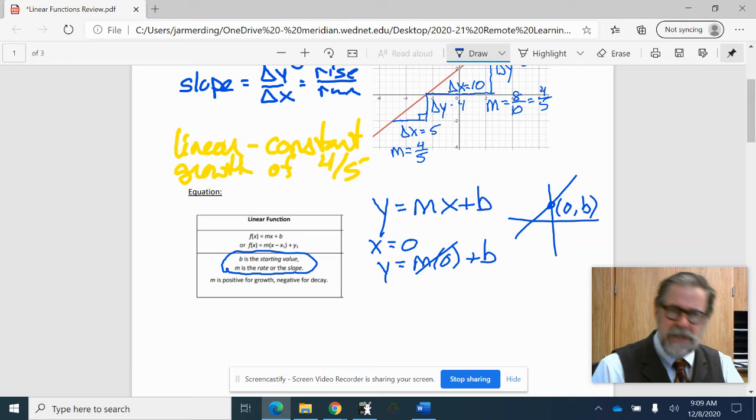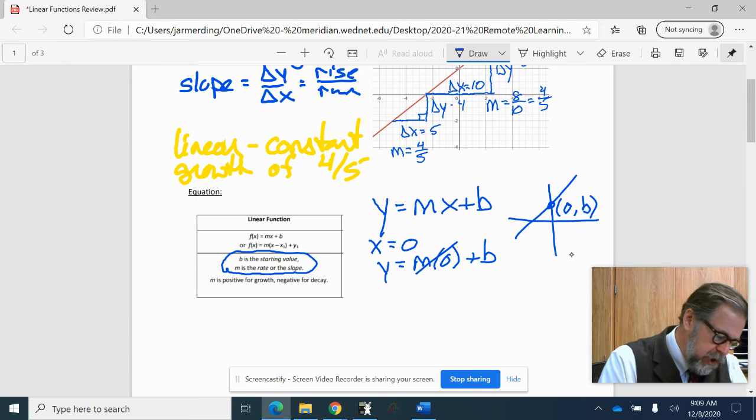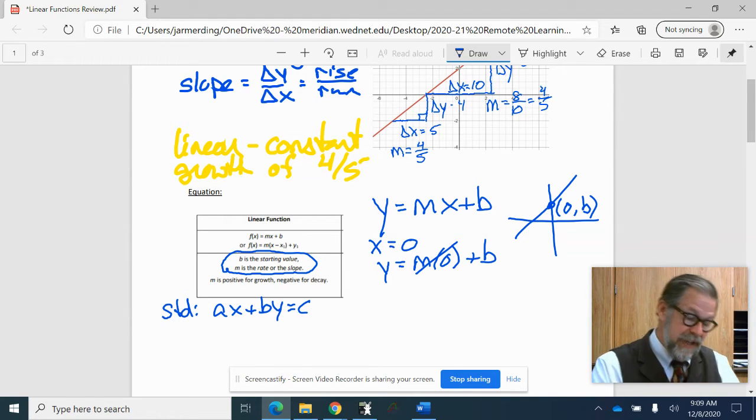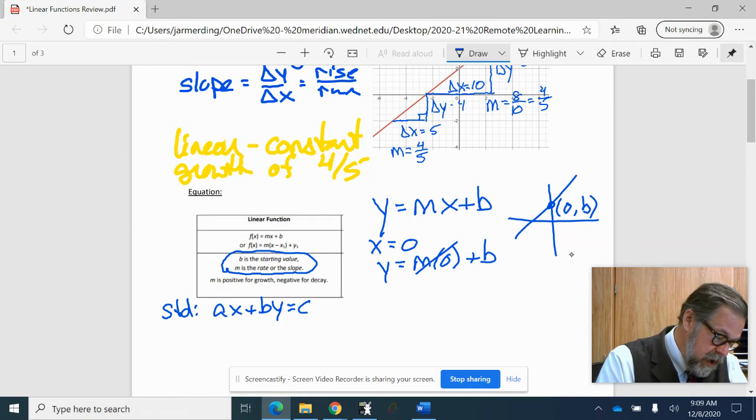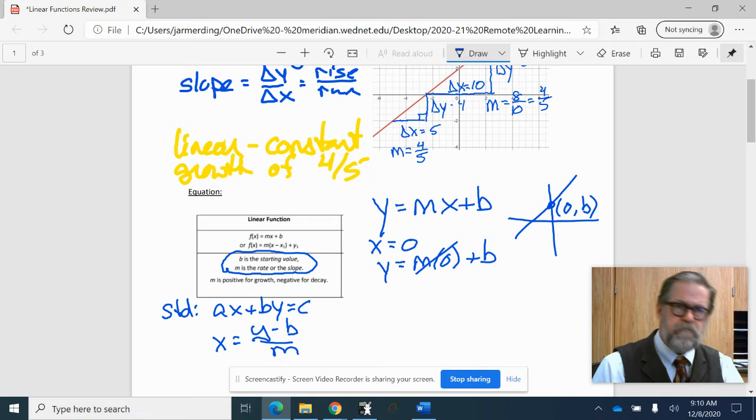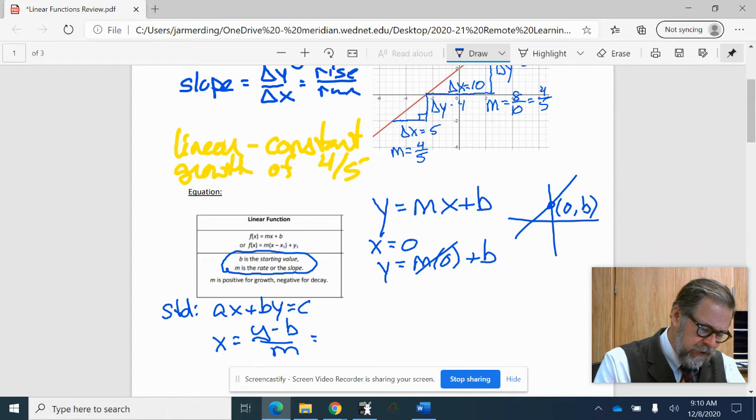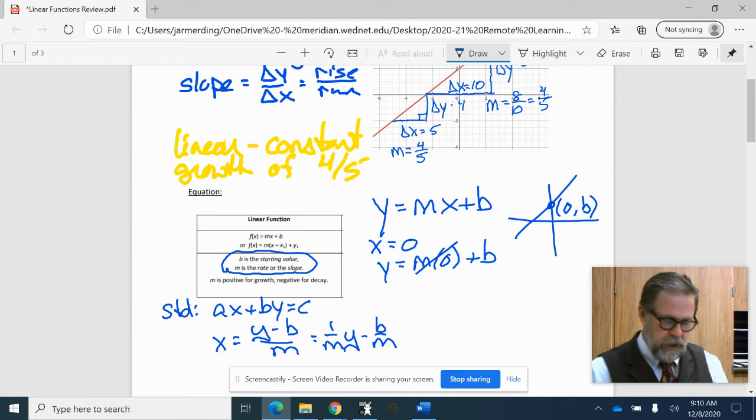But let's talk about some other ways that you might see this equation. You might see this in standard form, and standard form is ax plus by equals c. You may see it solved for x, which would look like, going back to y equals mx plus b, we would subtract the b and divide by m. You might also see this as 1 over m times y minus b over m, if you were to separate out the fractions there.